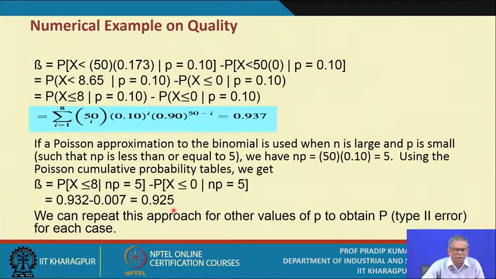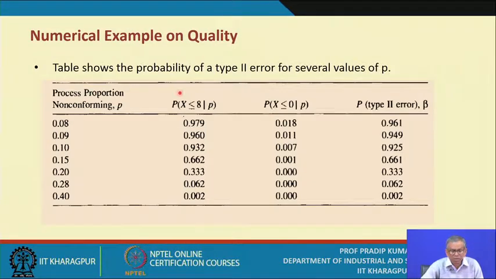Many a time, using the cumulative Poisson distribution table is easier than using the binomial distribution table. When the condition is such that the Poisson approximation to the binomial is allowed, or is well assumed, then you refer to the cumulative Poisson distribution table to compute such probabilities. So, we can repeat this approach for other values of p to obtain beta for each one. This way we construct the values.